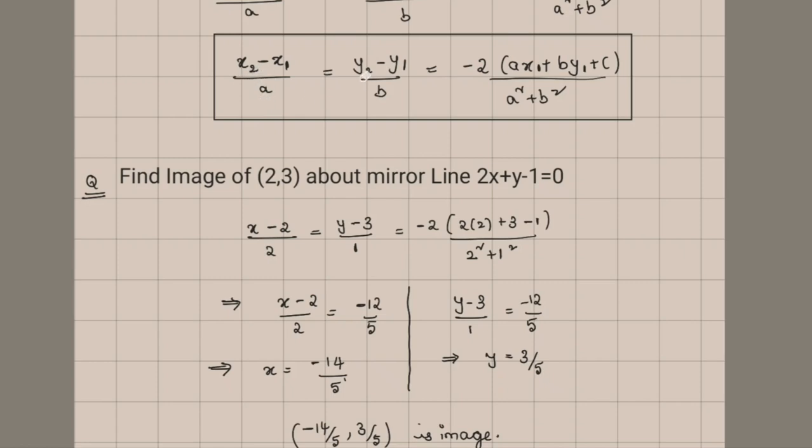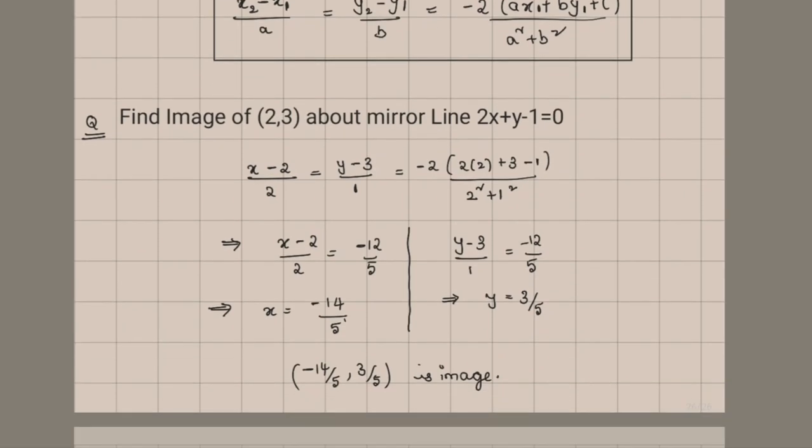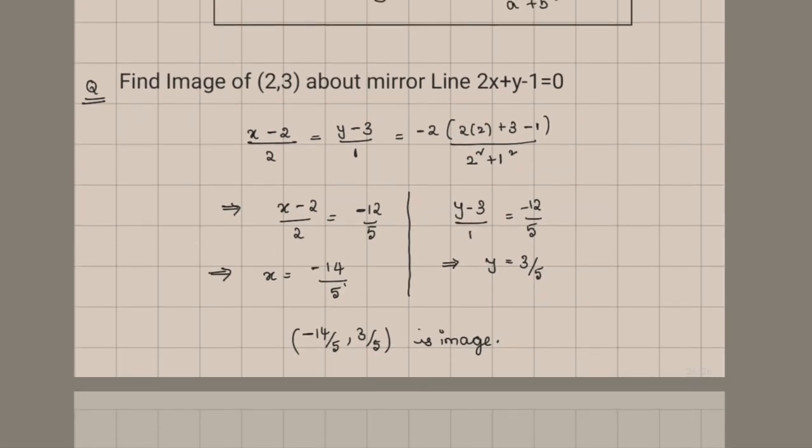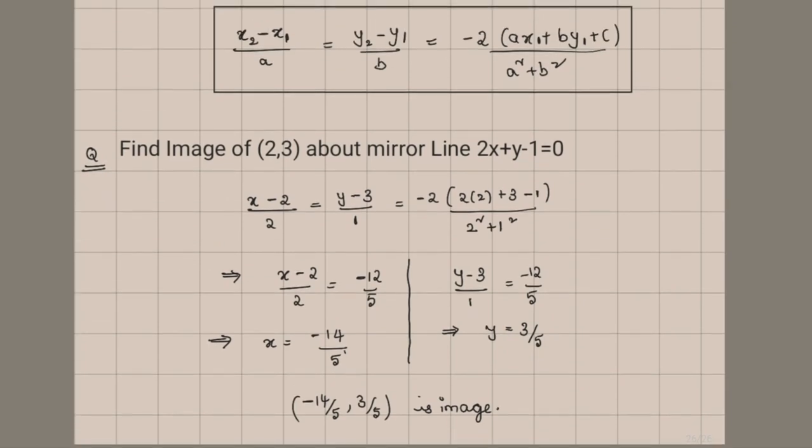(x2 - x1)/a = (y2 - y1)/b = -2(a·x1 + b·y1 + c)/(a² + b²), which gives (x - 2)/2 = (y - 3)/1. This is the (x1, y1), and (x, y) is the image. So if you substitute, you get x = -14/5 and y = 3/5, which is the image. Okay, this is by just substituting in this equation.